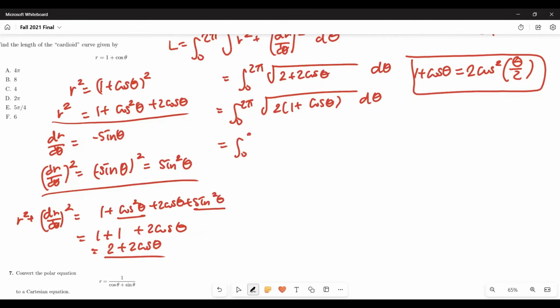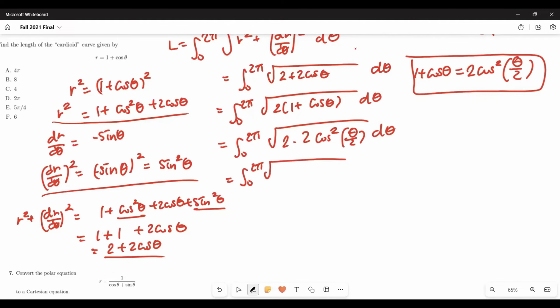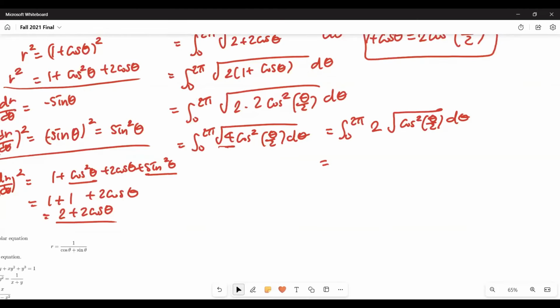So plug it back in, 0 to 2 pi, 2 times 2 cosine squared theta over 2 d theta. This is 0 to 2 pi, 4 cosine squared theta over 2 d theta. And the square root of 4 is the same as 2, so 0 to 2 pi, 2, and then square root of cosine squared theta over 2 d theta. And if you recall, this is square root and squared, so this becomes 2, 0 to 2 pi, cosine of theta over 2, but this is going to be an absolute value because a negative cosine theta will also have the cosine squared, so you have to consider the negative value as well.